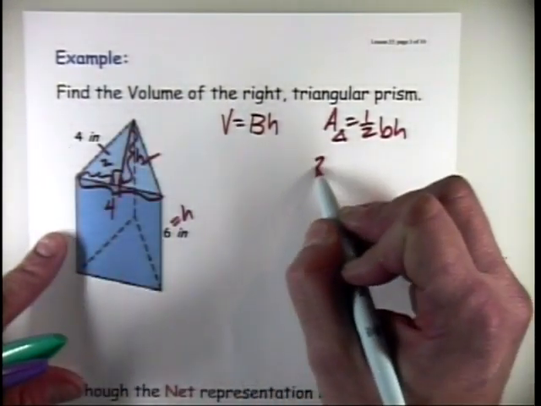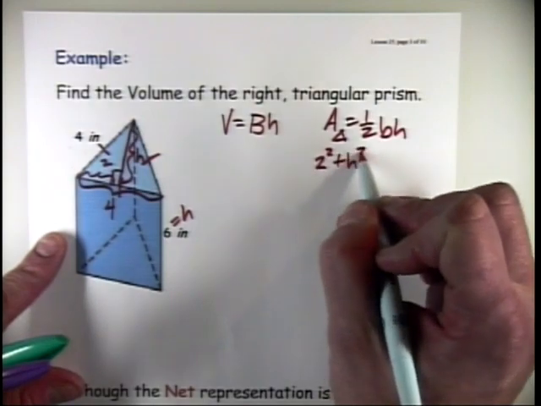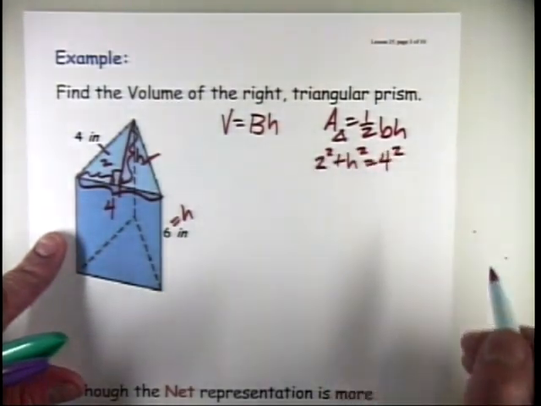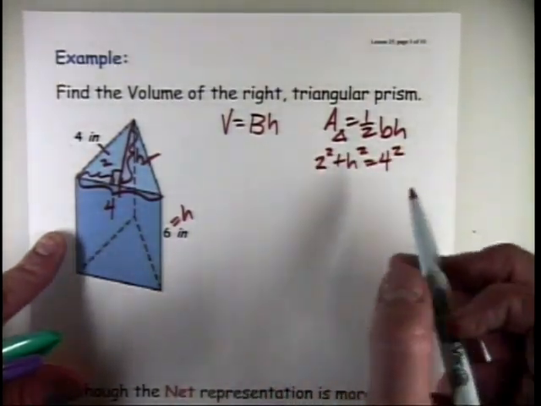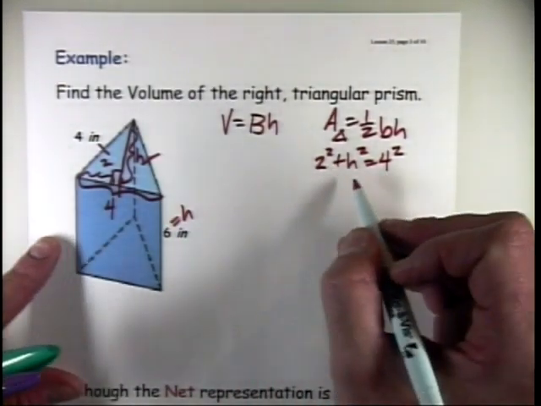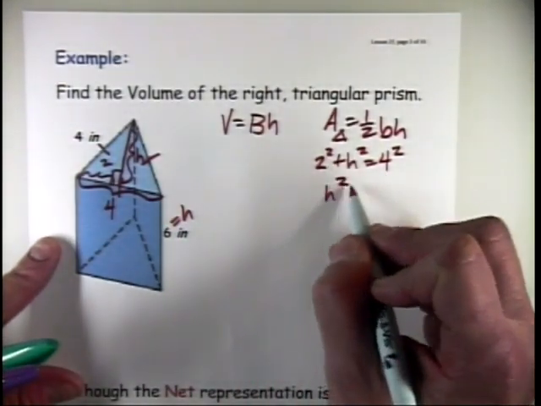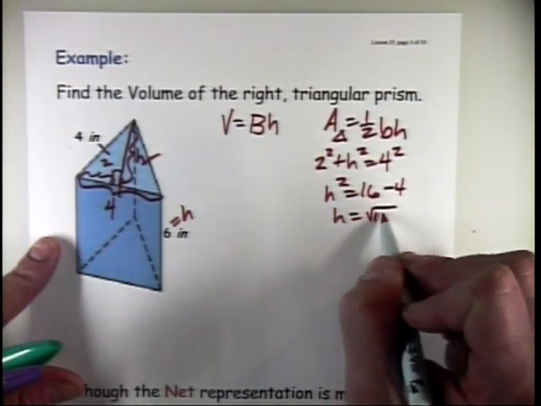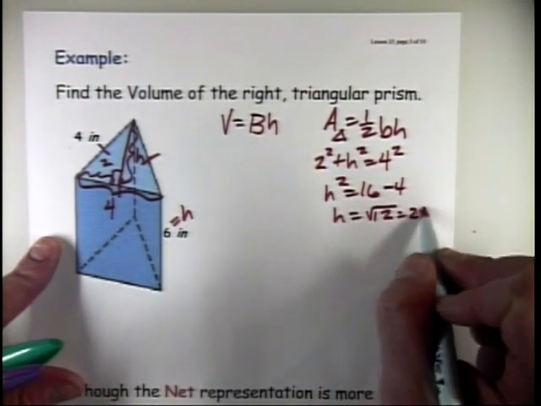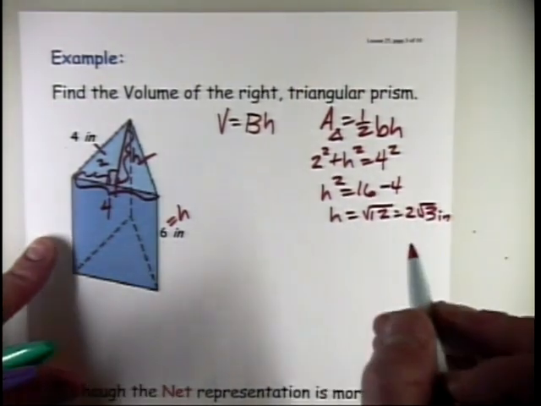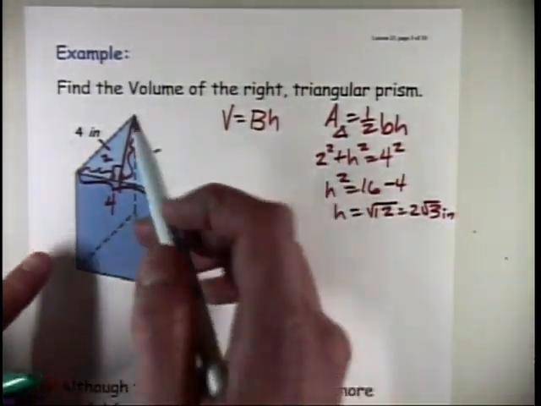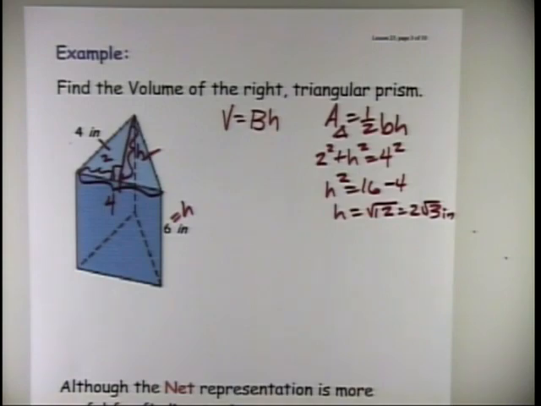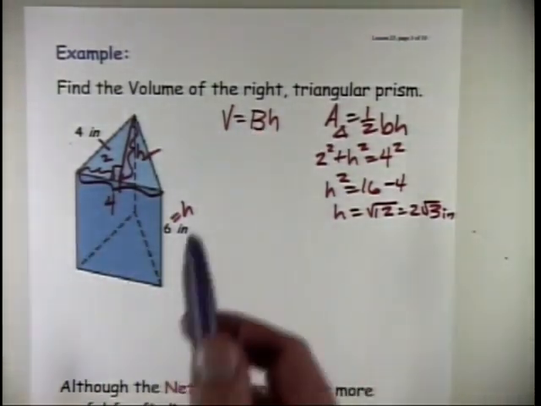So I have 2 squared plus h squared equals 4 squared. And this is kind of going off to the side and finding the quantities that I need. If I solve, I get h squared equals 16 minus 4. So h is the square root of 12, which is 2 square root of 3 inches. That's the height, not of my prism, but of my triangle. So that's really all I need to calculate the area of the base.